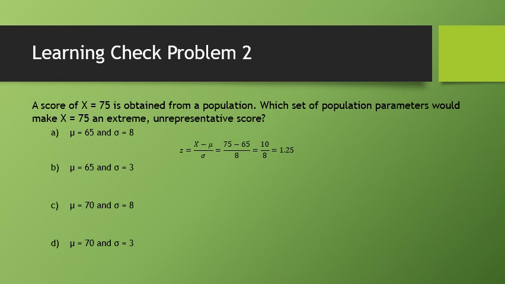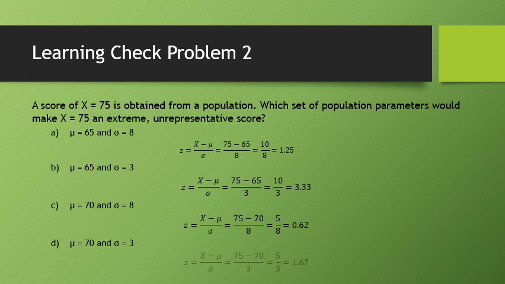That's a central value. It's in there with all the other scores. Part B, we would find a z-score of 3.33, which is definitely an extreme, unrepresentative score. It's in those tails way out there in the extreme regions. Part C, we'd find a z-score of 0.62, again right there in the middle between negative 2 and positive 2 standard deviations, so it would be a central score. Part D, z equals 1.67, again a central score. So our answer here would be B. These population parameters would give x equals 75 as an extreme, unrepresentative score.